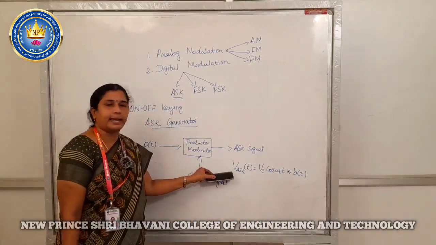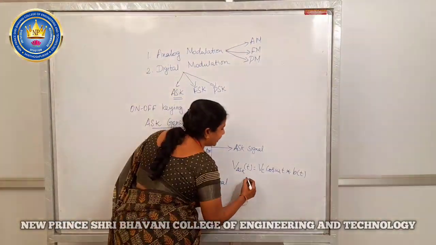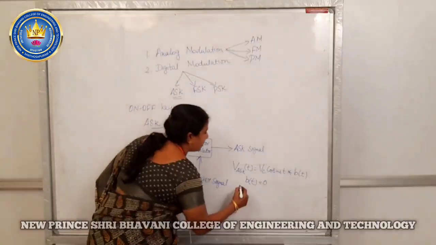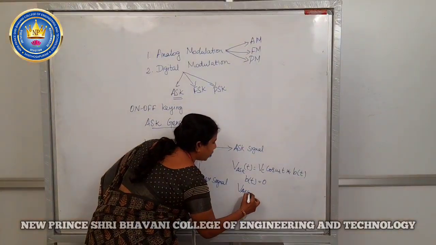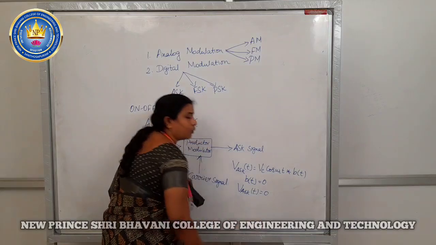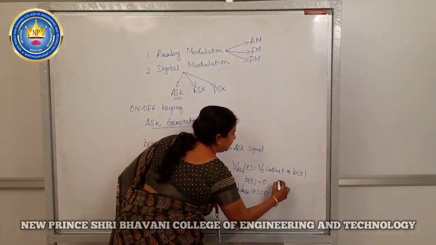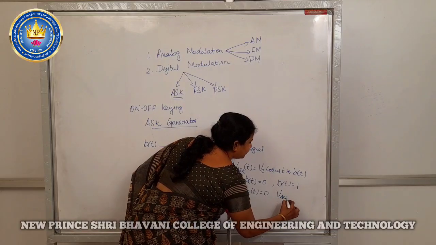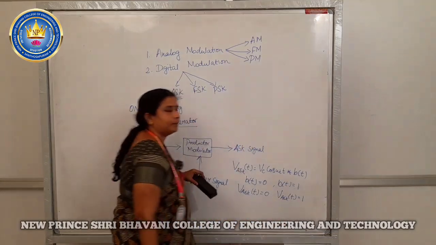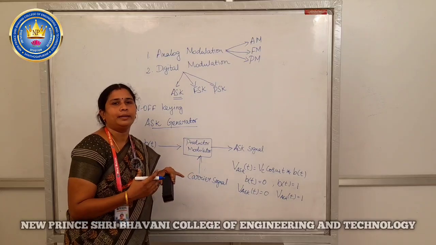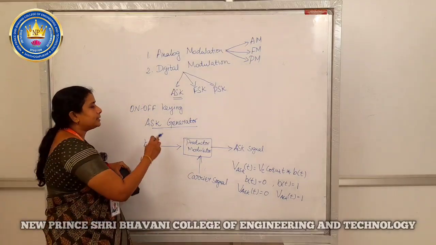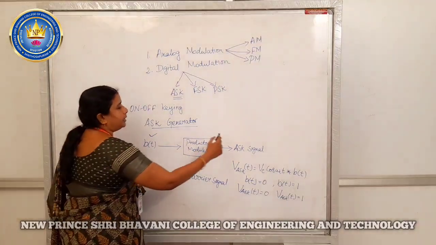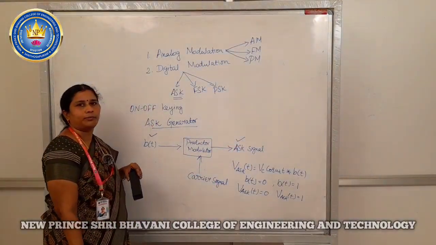In this ASK, in case your binary signal B of t is 0, the ASK value V_ASK of t is equal to 0. In case your binary signal B of t is equal to 1, V_ASK of t is equal to Vc cos omega_c t, meaning the carrier signal will be at a high value. This generator takes your input binary signal and generates the analog ASK signal.